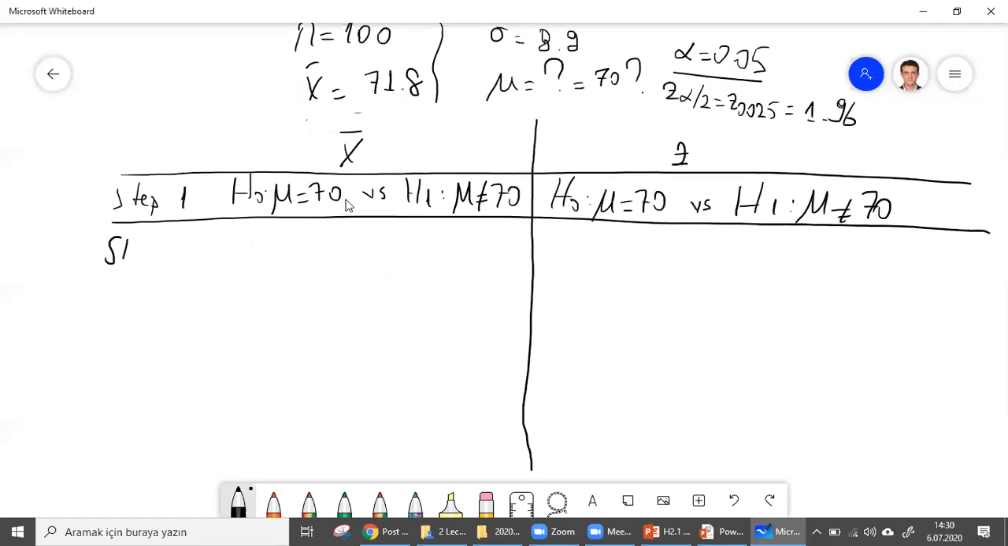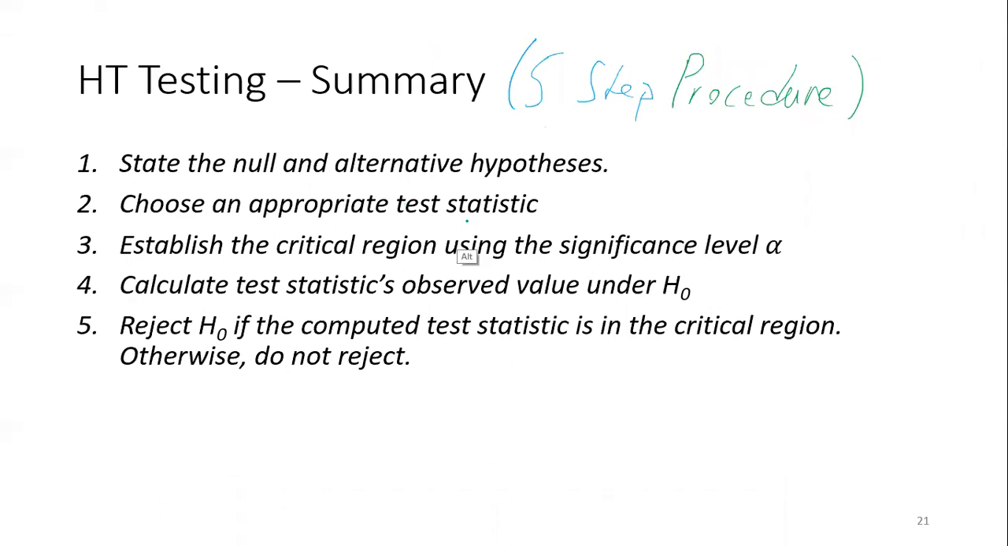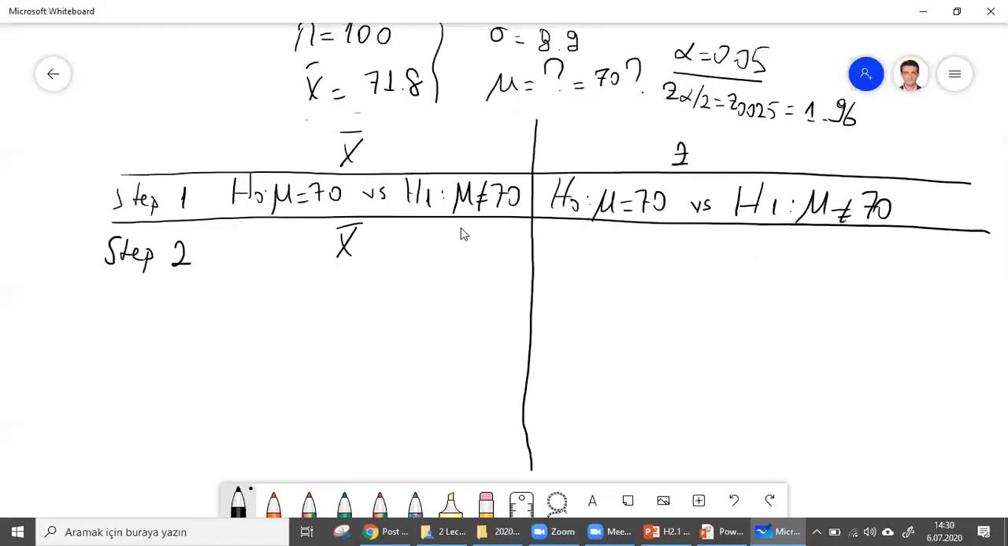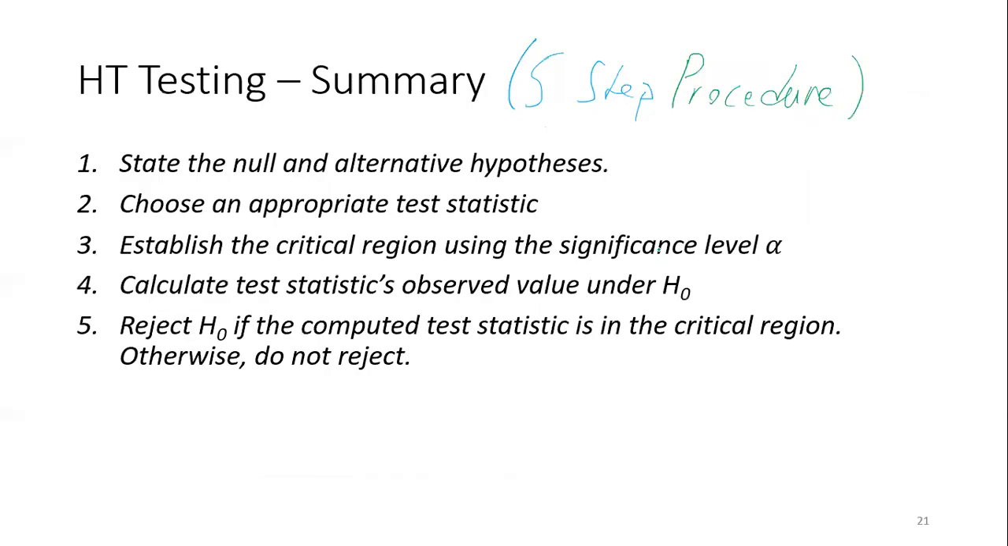Now look at step 2: choose an appropriate test statistic. Here my test statistic is X bar, or equivalently Z. Later we will see that we have different types of random variables, so we should use the appropriate test statistic. For now we only have X bar and equivalently Z. Later we will see T random variables, F random variables, chi-square random variables, and so forth. The third step is to establish the critical region using the significance level alpha.